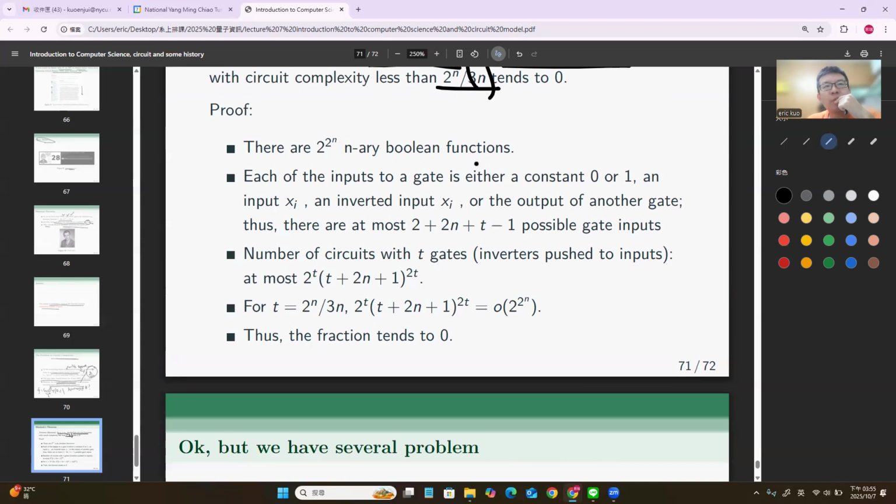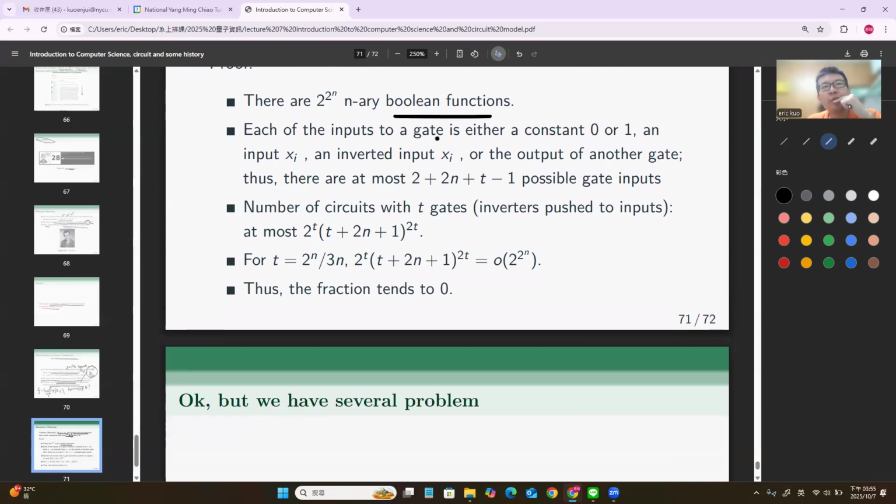So there are 2 to the 2 to the n Boolean functions, right? Let's say each input to a gate is either 0 or 1, which are trivial, or an input xi, or an inverted input, or the output of another gate. So there are 2 plus 2n plus t minus 1 possible choices if there are t gates, because a gate cannot loop to itself. And then there are t gates, so each gate can pick one of these as input. So you can prove that there are at most (t plus 2n plus 1) to the 2t functions.